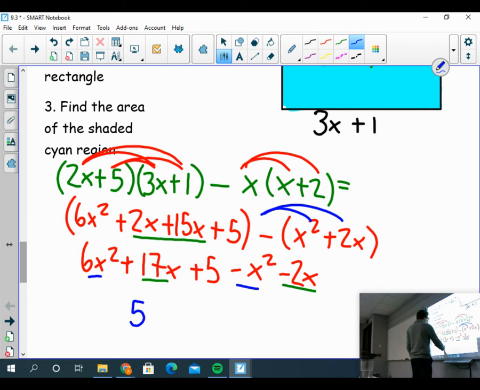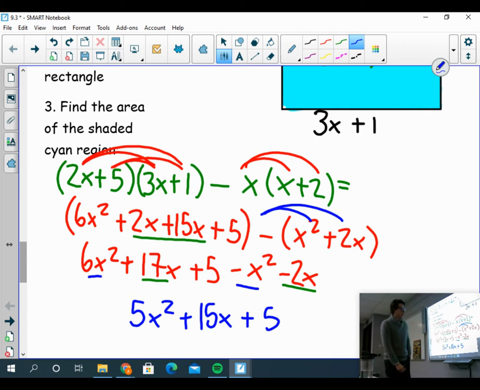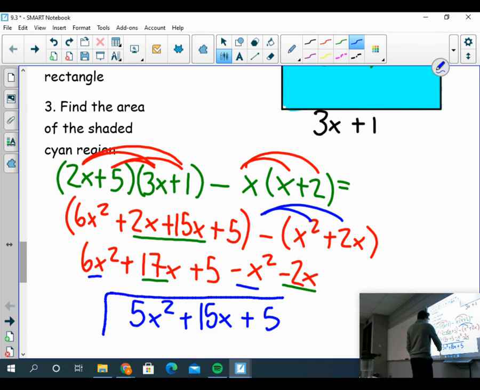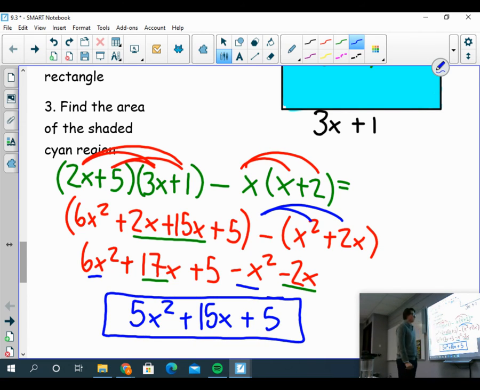And I end up with 5x squared plus 15x plus 5 as the area of my shaded cyan region. So we're now applying, where we used to use just basic numbers, our knowledge of binomials to find the area of different rectangles. And I hope you see that above. Applying some critical thinking with our knowledge of multiplying binomials and combining like terms.